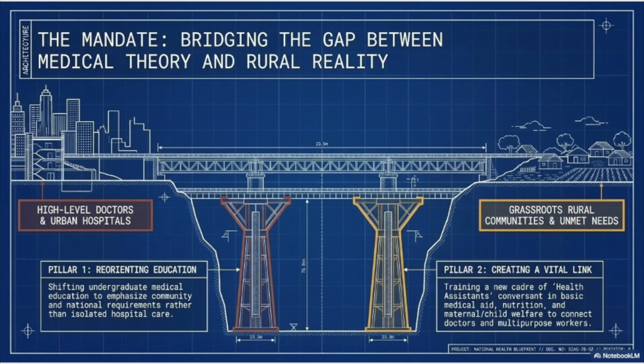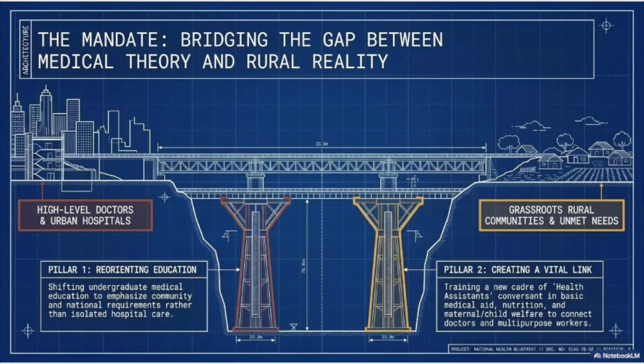The core mandate of this committee was to bridge the gap between medical theory and rural reality, much like building a bridge connecting two distant shores. On one side stood high level doctors and urban hospitals, and on the other side stood grassroots rural communities with their unmet needs. To connect these two sides, the committee proposed two pillars.